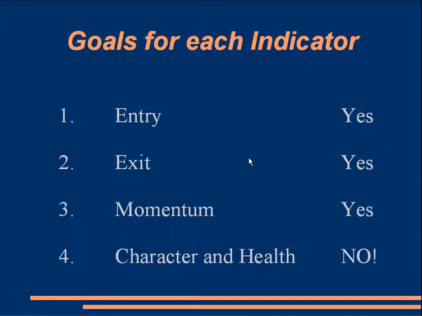So how does the Alligator stack up to the rest of them? Well, it pulls ahead. It does provide an entry. If you do further research and backtest this further, you will see that it does provide a pretty good entry, but it's not fast enough in my opinion. The exit signal is much better. It does give a good exit signal. It does show momentum, limited. The character and health, it's no better than plotting 2 moving averages.